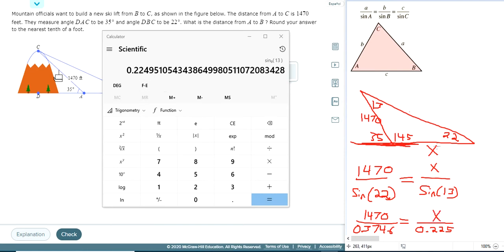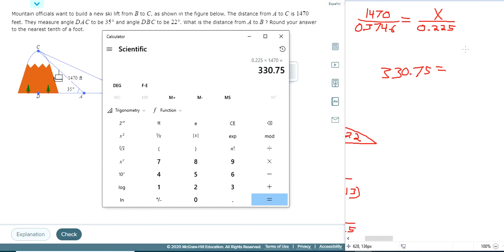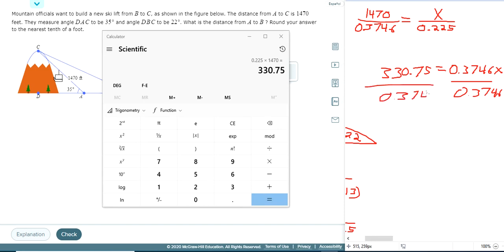And then with these ratios, what I often hear students say is they say, oh, this is a cross multiply and divide problem. So let me show you in case you're not sure. Yeah, cross multiply and divide means we multiply these two. So the 0.225 times 1470 gives us 330.75. And we set that equal to the other cross multiplication, the 0.3746x. And now here comes the divide part to get x by itself. So we're going to get x is whatever this mumbo jumbo is.